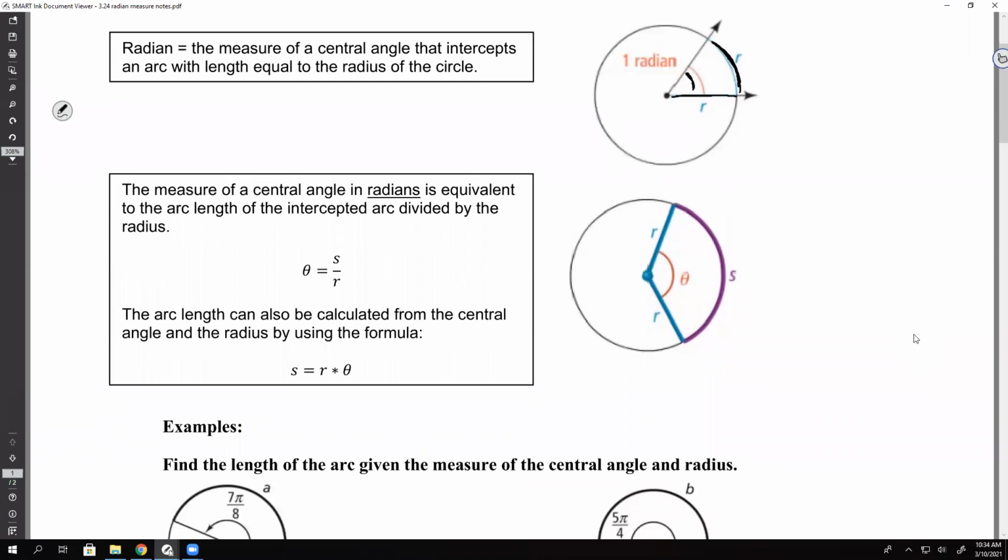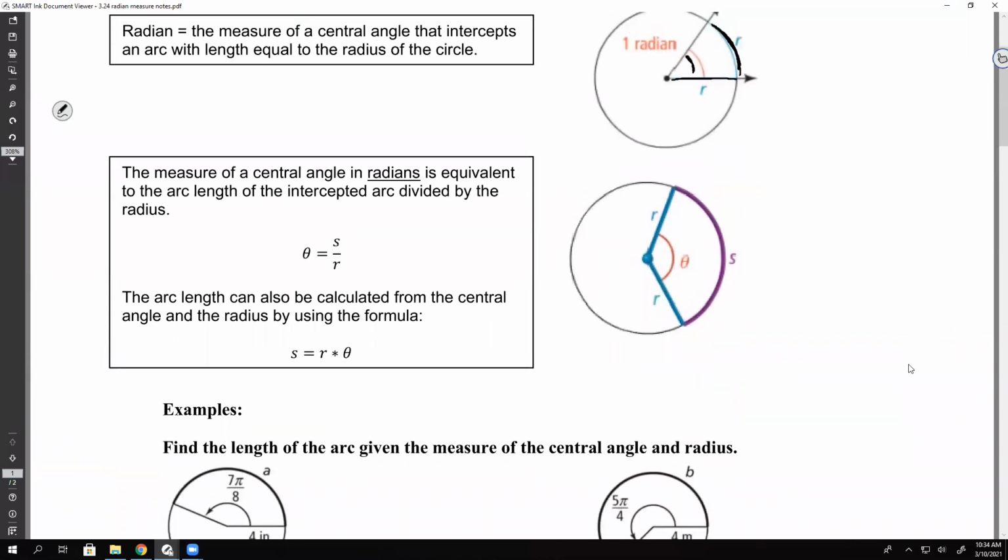Now, we're going to be able to convert between degrees and radians, but we're going to get to that part in a minute. Another thing you can do when they give you an angle in radians is calculate the arc length, or if they give you the arc length and the radius, you can find the angle created by that arc in radians. So that's what we're going to do here.